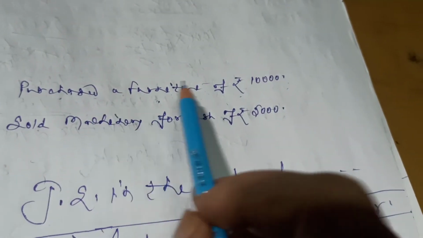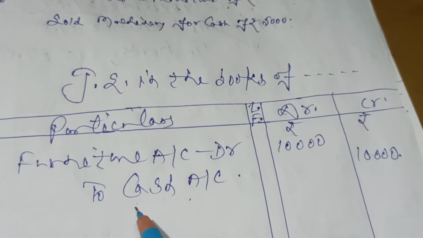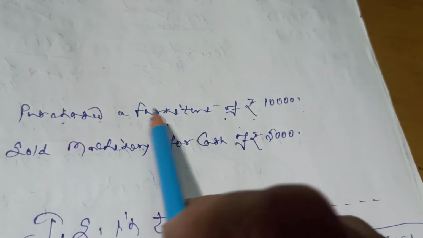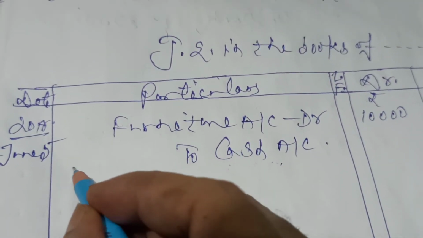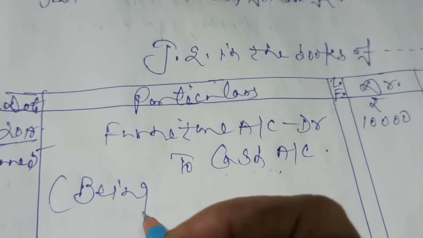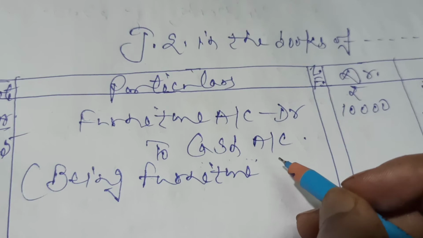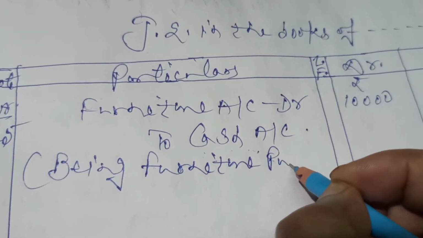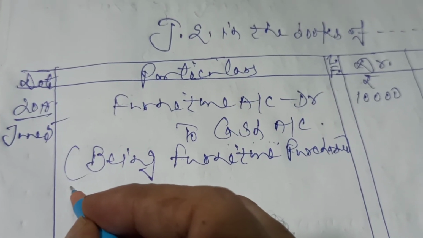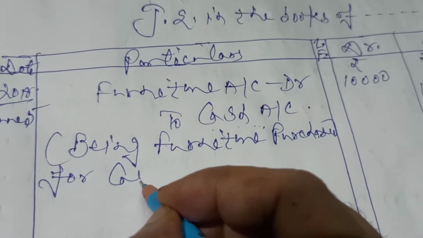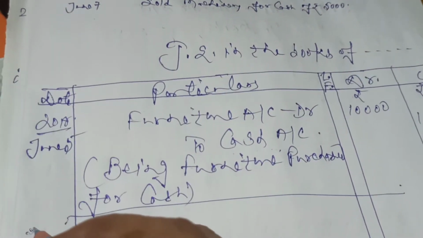Just suppose if there was a name of a person, you would have to show that person's name over here in lieu of cash. But here we are not having any person's name. That's why it's assumed that it is a cash transaction. That's why cash is going out. And now make it clear what's happening. Being furniture purchased for cash. This is the concise mode of the transaction known as narration. Now June 5 is done, you can see.